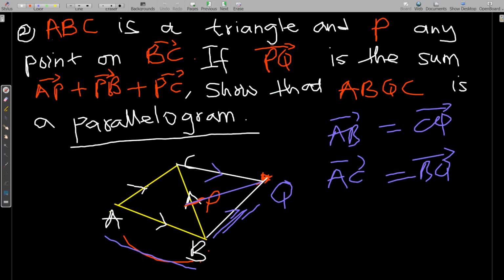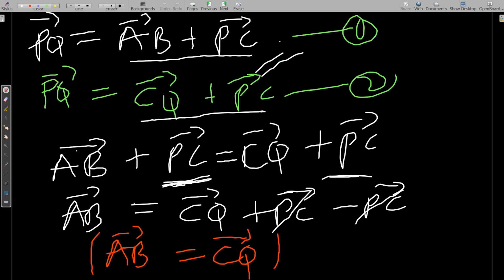Yes, if ABQC is supposed to be a parallelogram, then that means AB should be equal to CQ. That's the first relation we wanted to show, and now we've been able to show that. I hope you understand what I'm trying to say. So our first relation has been shown, because for a parallelogram, the two opposite sides should be parallel, meaning they should be equal. So CQ should be equal to AB, and we've been able to show that using what we're given in the diagram, and also some relations we were able to pick up.